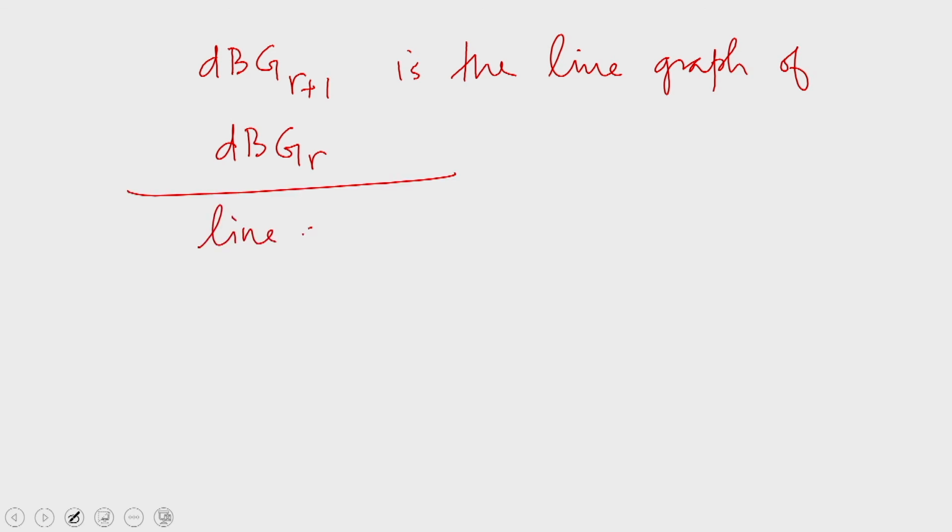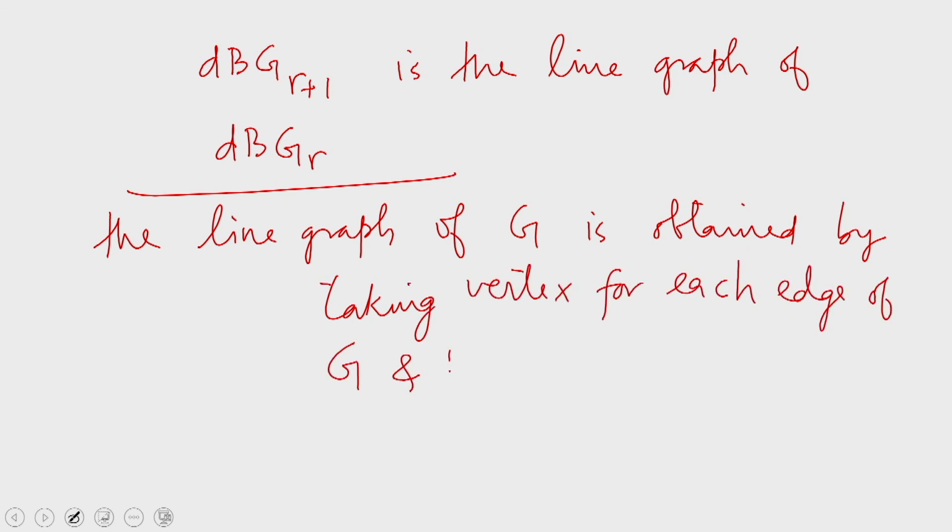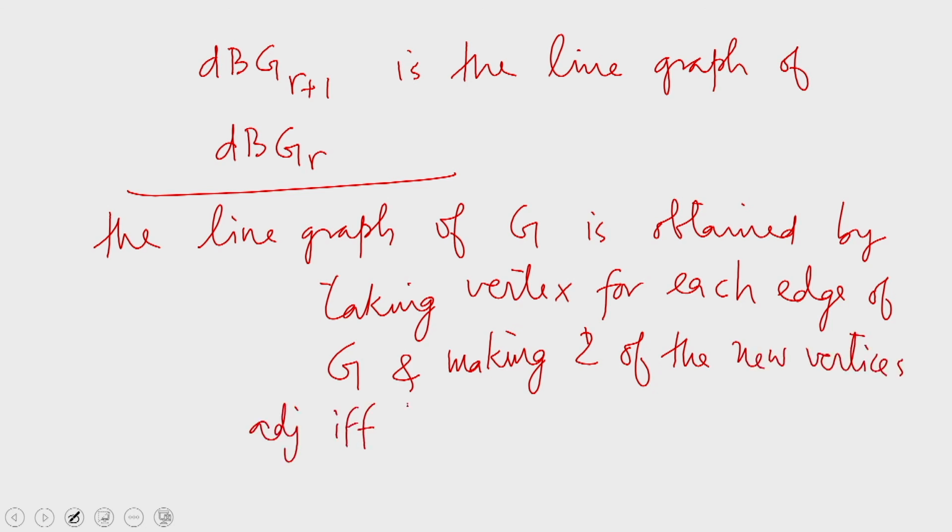You would recall from your graph theory that the line graph of G is obtained by taking a vertex for each edge of G and making two of the new vertices, that is the vertices in the line graph, adjacent if and only if the corresponding edges are adjacent in G. Every vertex in the line graph corresponds to an edge in the original graph, and two vertices in the line graph are adjacent if and only if the corresponding edges in G are adjacent. So I will leave the proof as an exercise for you.